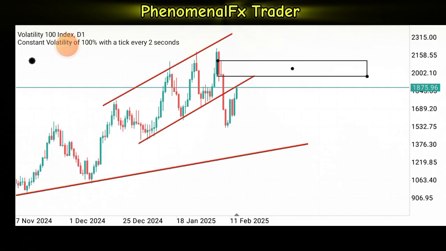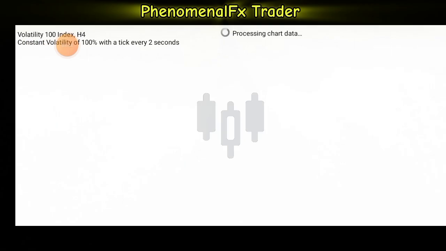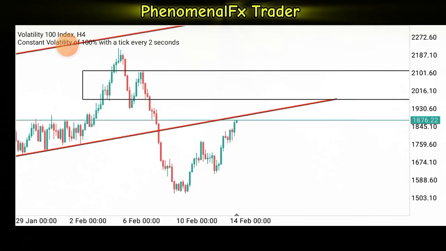I want to put my zone there where I expect the market to actually react. But I know as I go down the time frame, I might have to adjust. All right, so let's see what we have on the 4-hourly time frame. On the 4-hourly time frame, you can see the market is actually pulling back, like I told you.